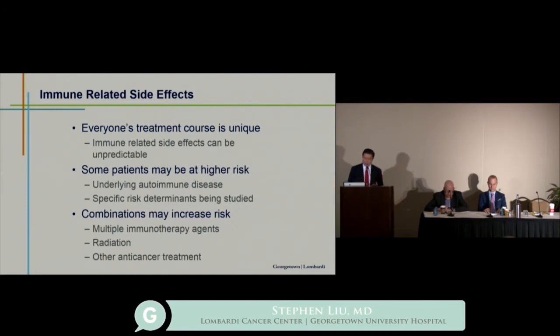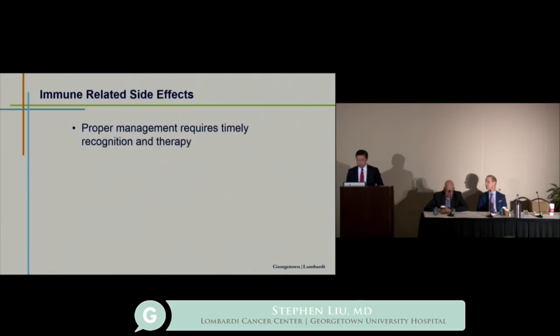Everyone's treatment course really is unique, and immune-related side effects can be very unpredictable. We know that some patients may be at higher risk, particularly those who have underlying autoimmune disease, although specific determinants of risk are still being studied. Some combinations of immunotherapy may increase risk. When we combine immunotherapy drugs to make it more likely to get an immune response, in theory, that can make it more likely to get an immune-mediated toxicity. When we combine immunotherapy with radiation, or with other drugs like chemotherapy or targeted therapy, that may change the risk profile, and certainly we have to watch out for those.